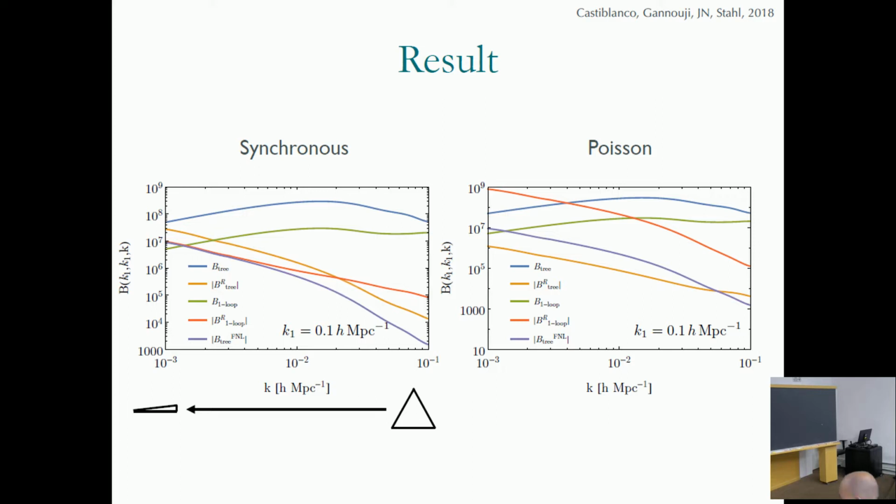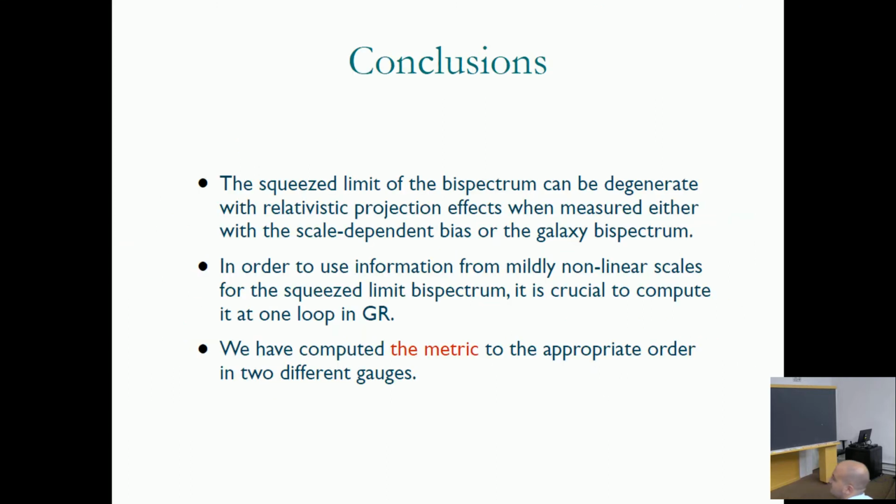So that's it. I think I don't have time for the technical points. So we computed, I put it in red, the metric to 4th order. And the relativistic effects can be important for the measurement of primordial non-Gaussianity in the squeeze limit from galaxy bispectrum, but also power spectrum. Okay, that's it.